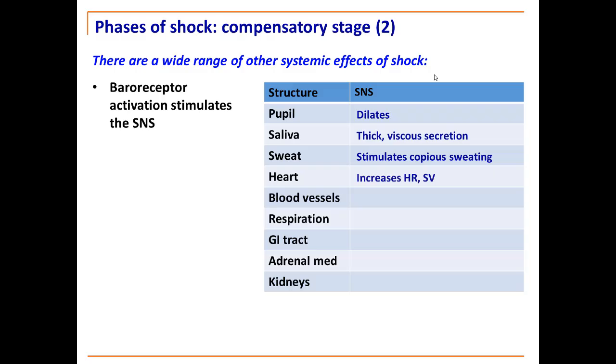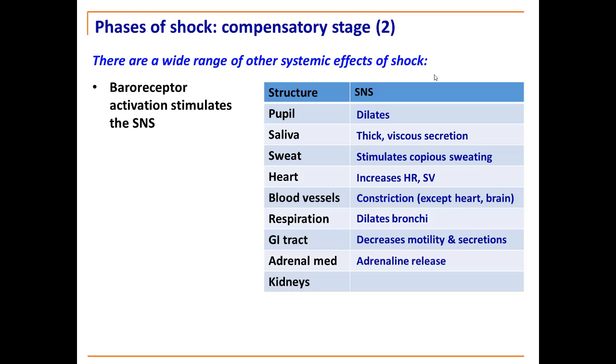But the heart increases heart rate and stroke volume to increase cardiac output. We're getting vasoconstriction to the blood vessels, except essential organs such as the heart and brain. Respiration, we're dilating the bronchi. GI tract, we decrease motility and secretions, and we've got decreased blood going there as well, remember, because of that vasoconstriction. At the adrenal medulla, we're stimulating the release of adrenaline, and at the kidneys, we're stimulating the release of renin because of this drop in renal perfusion, a reduction in GFR, and therefore the granular cells detect this and release renin to try and stimulate the renin-angiotensin-aldosterone system, and therefore help maintain blood pressure and blood volume.